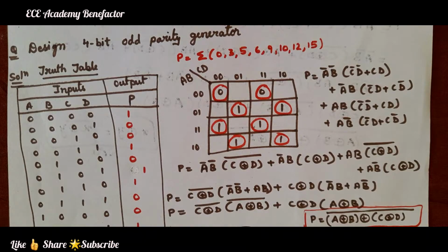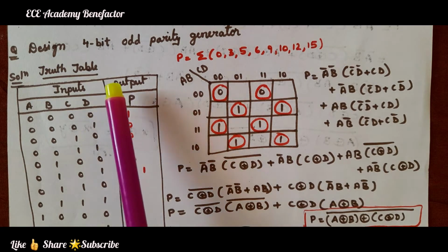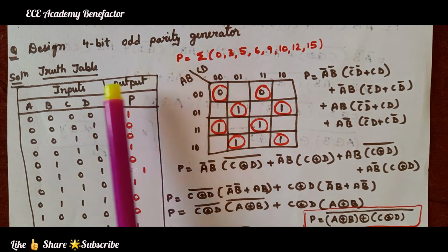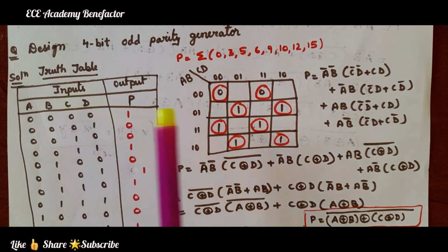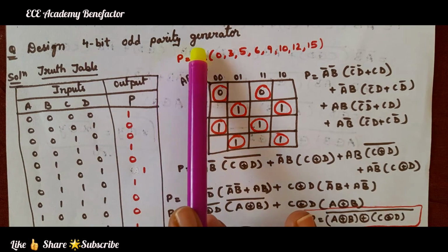The topic of the class is parity generator. In this class we will be seeing the design of a 4-bit odd parity generator. Let us start the class. There are 3 steps for the design of an odd parity generator. The first step is to write the truth table, simplify the K-map, and then draw the logic diagram. So, let us see the truth table of the 4-bit odd parity generator.